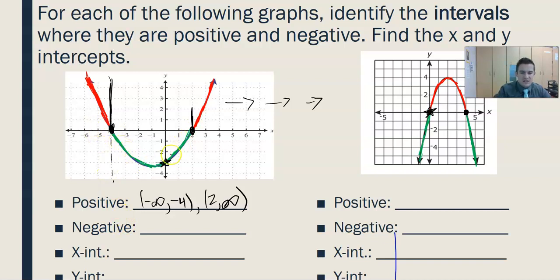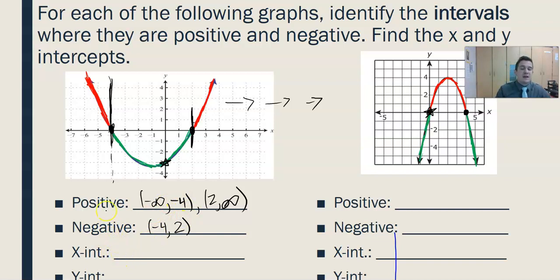Now for negative, where is the interval where my graph is negative? Well, this whole green section right here is negative, or underneath the water. That's from negative 4 up to positive 2. So from negative 4 up to positive 2, not negative 2, sorry, that was weird. From negative 4 up to 2 is where this graph is negative, or below the x-axis, below the water.